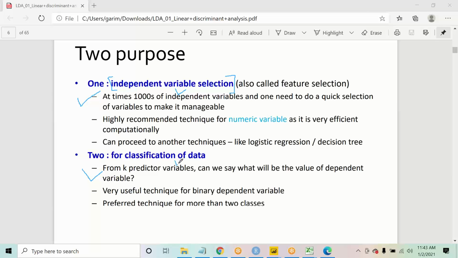And the second is classification. Definitely, we can use this technique to classify whether a person will buy or not. Over there also LDA can be used without any harm. You can use this LDA technique for binary classification and also for more than two classes. So it is also one of the alternatives to logistic regression and decision trees.